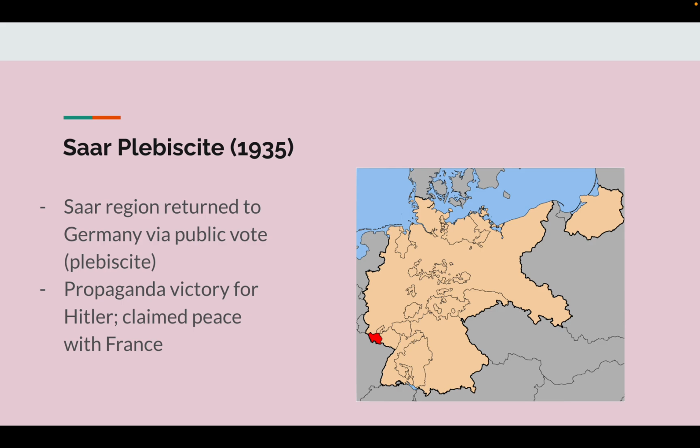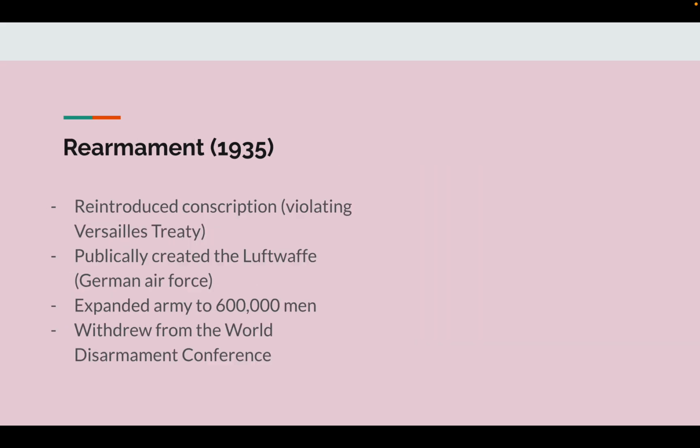The Saar plebiscite in 1935. The Saar region returned to Germany via public vote, the plebiscite. It was a propaganda victory for Hitler, who claimed peace with France.